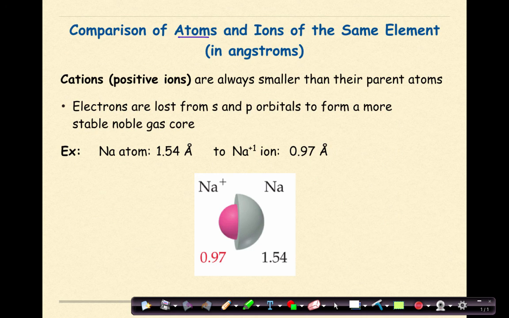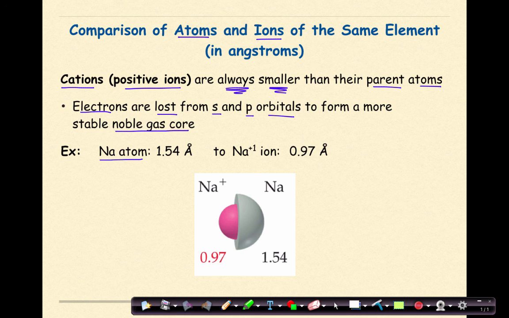Comparison of atoms and ions of the same element in angstroms. Cations, or positive ions, are always smaller than their parent atoms. Electrons are lost from the s and p orbitals to form a more stable noble gas core.